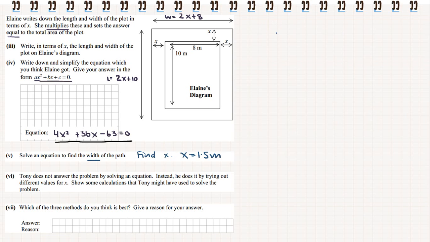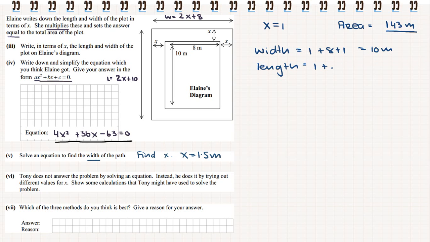So first of all, what Tony might have done first is let x be equal to 1 and then calculate the area of the full plot. So what we want to remember is that we're told at the start that the total area is 143 meters. So this is really the answer that he's looking for. So if he let x be equal to 1, then the width is going to be 1 plus 8 plus 1. So that's 10 meters. And the length would be 1 plus 10 plus 1, which is 12 meters. So then, we might have found width multiplied by the length is 10 multiplied by 12, which is 120 meters squared. So that's 23 meters less than what we're looking for.